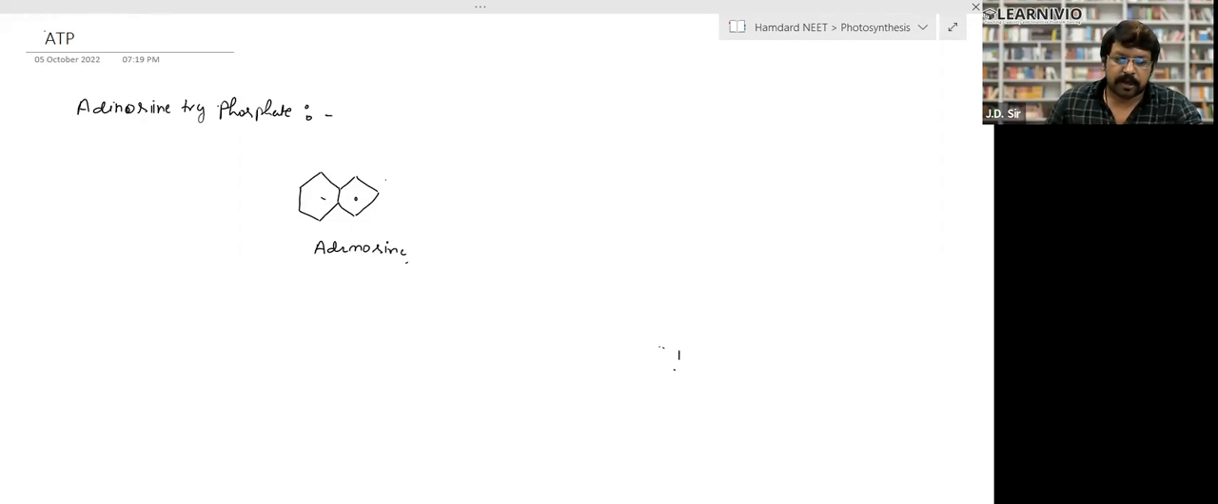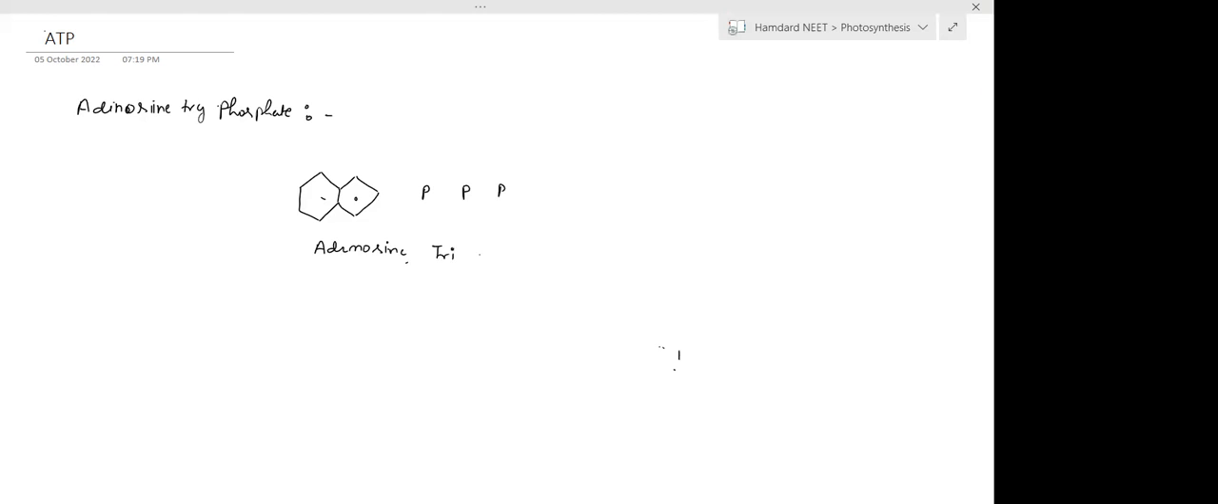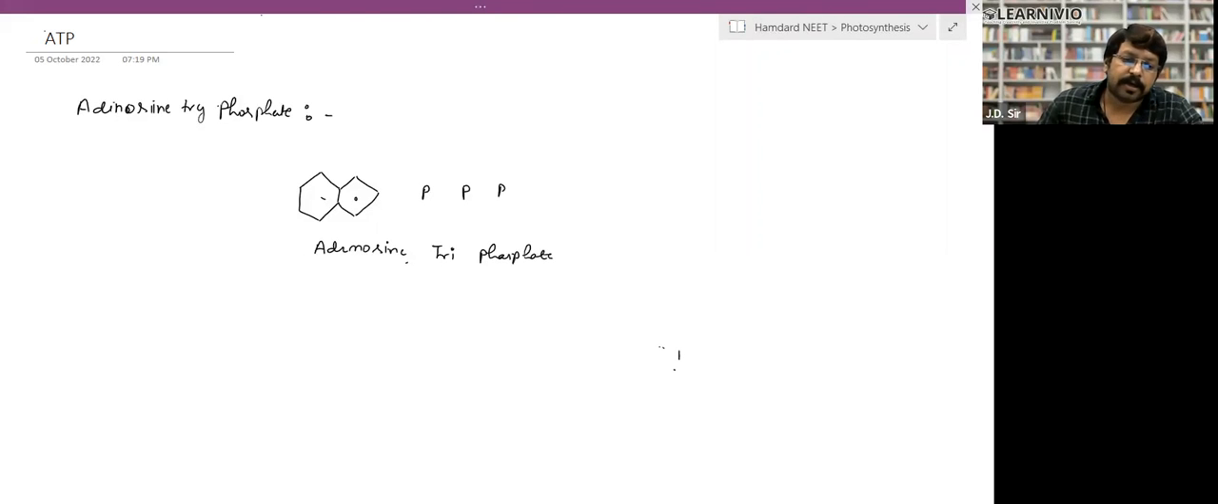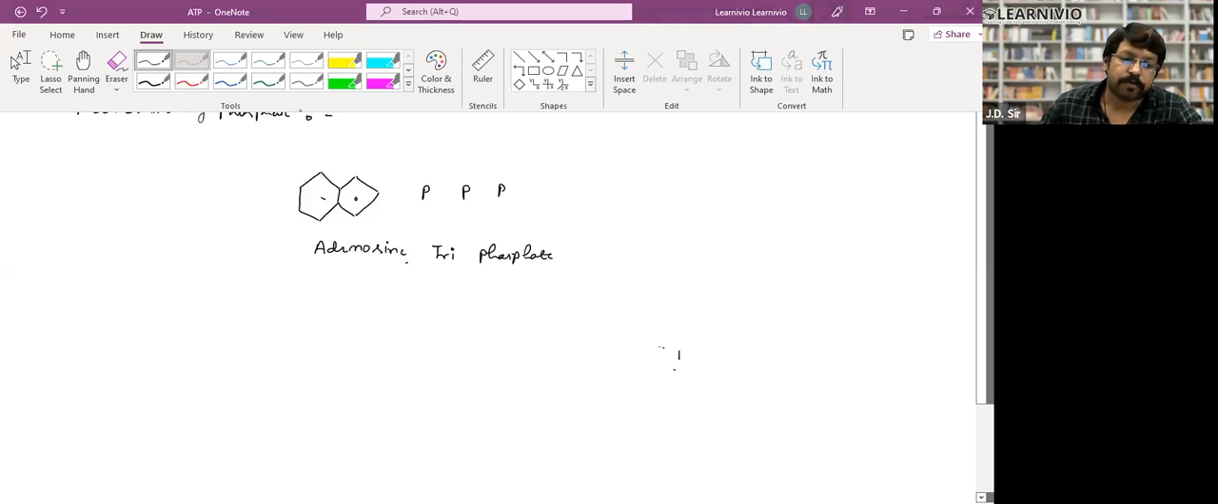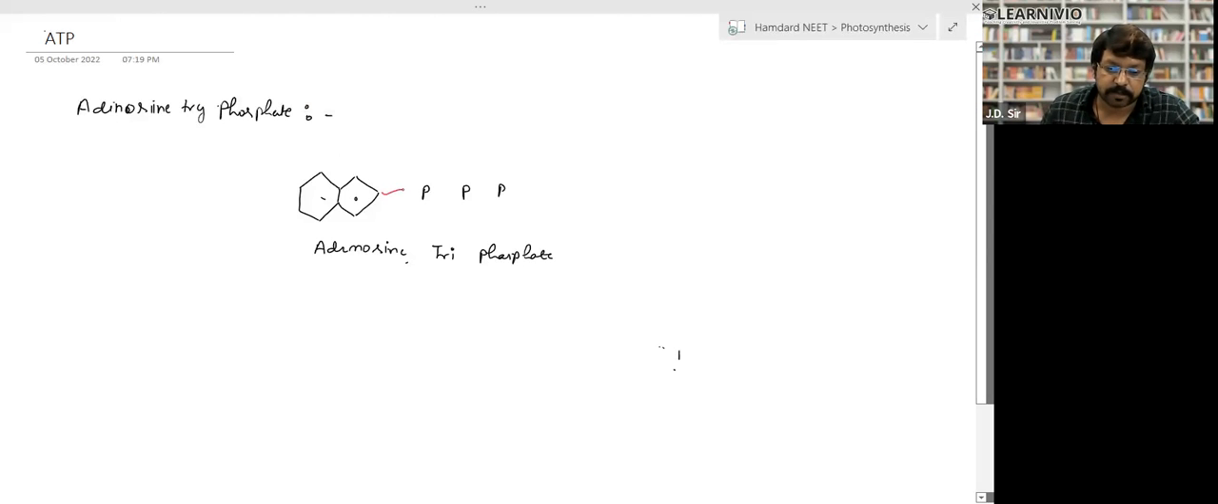Now what happens in adenosine? There are three phosphate molecules which remain interlinked with the help of bonds, right? So we say adenosine, and there are three phosphate molecules. Tri means three, and they are phosphate, so we call them triphosphate, right? Now how are they connected? They are interlinked with the help of some bonds, which break down easily, so we make a special symbol in the bonding. These are the phosphate bonds.